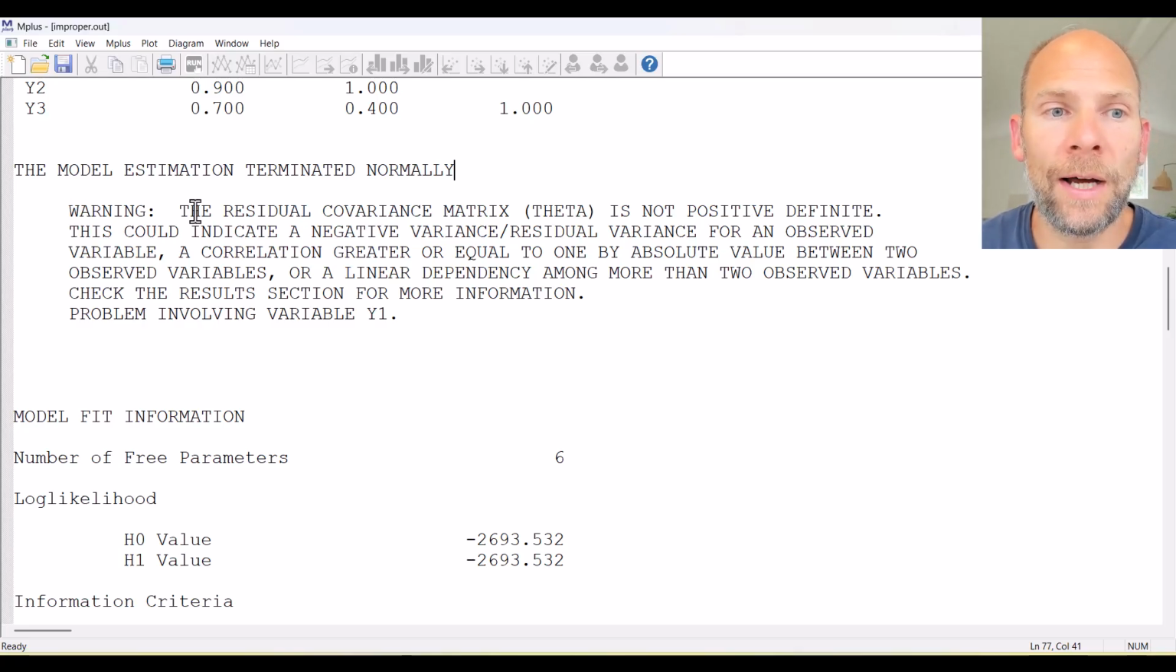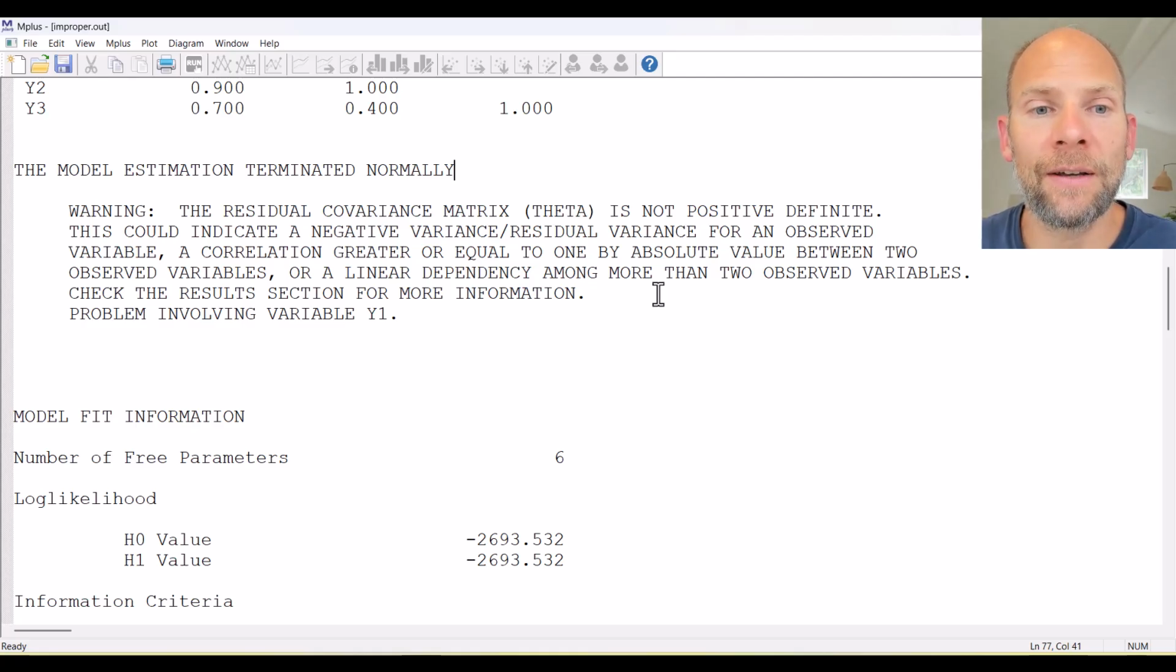So it says, warning, the residual covariance matrix theta is not positive definite. This could indicate a negative variance or residual variance for an observed variable, a correlation greater or equal to 1 between two observed variables, or a linear dependency among more than two observed variables. Check the results section for more information.